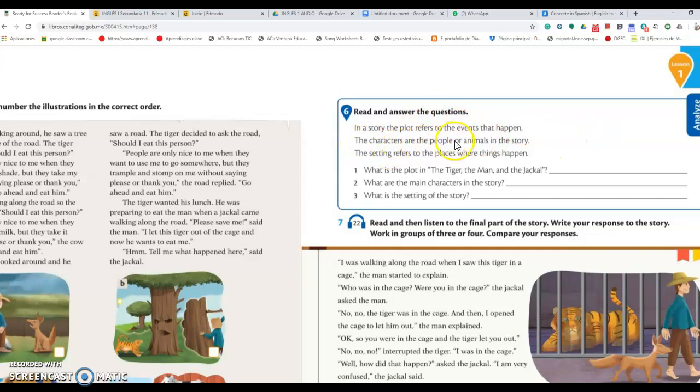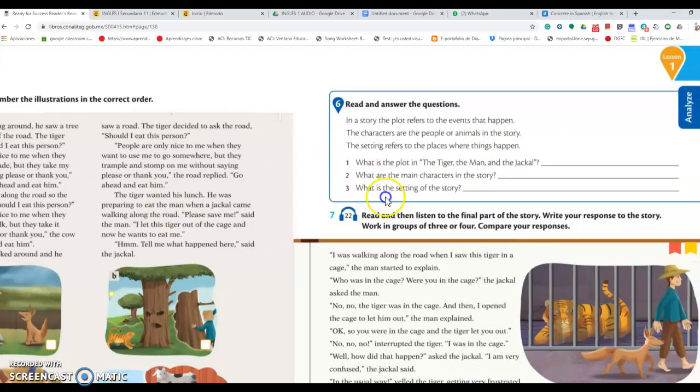The characters are the people or animals in the story. Los personajes son las personas o los animales en el cuento. The setting, el escenario, refers to the places where things happen. Es donde suceden las cosas, los acontecimientos.